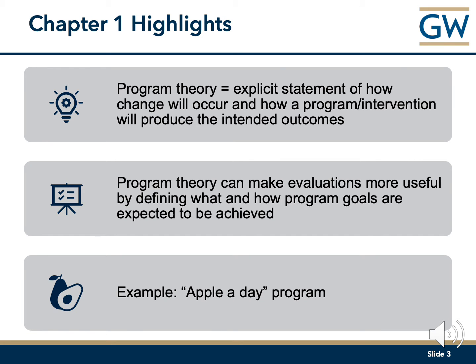Chapter 1 defines program theory as an explicit statement of how change will occur and how a program or intervention will produce the intended outcomes. The reason we use program theory is that it can make evaluations more useful by defining what and how program goals are expected to be achieved. And as an example, they use the Apple a Day program, and they give some different examples of how an apple a day might achieve improved health through different mechanisms.